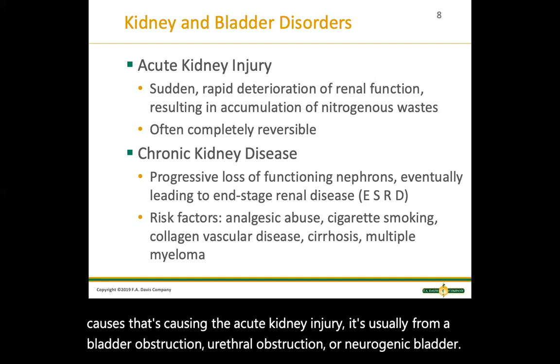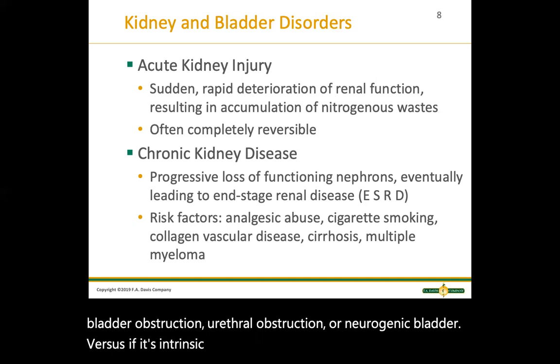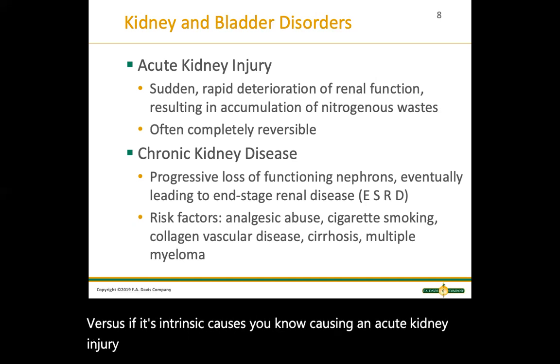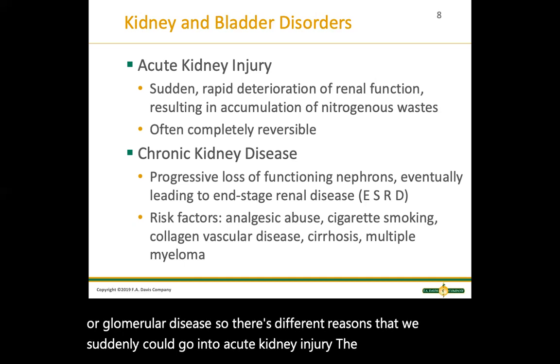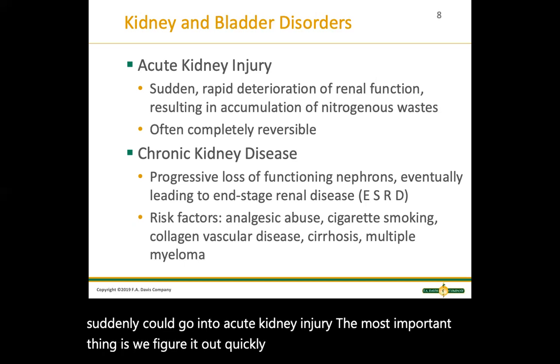Versus if it's intrinsic causes causing an acute kidney injury, it could be acute tubular necrosis, nephrotoxins, thrombosis, or glomerular disease. All right, so there are different reasons that we suddenly could go into acute kidney injury. The most important thing is we figure it out quickly and fix it.